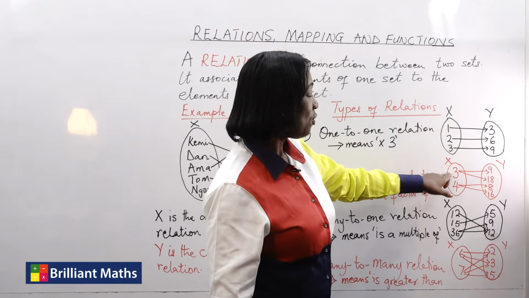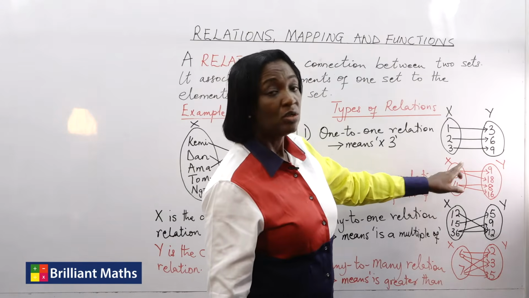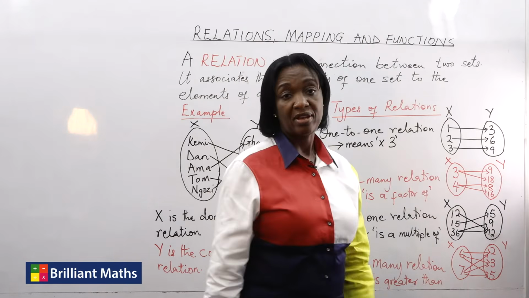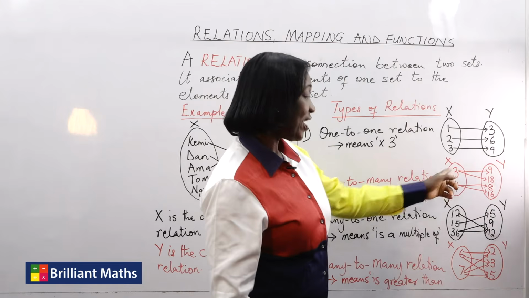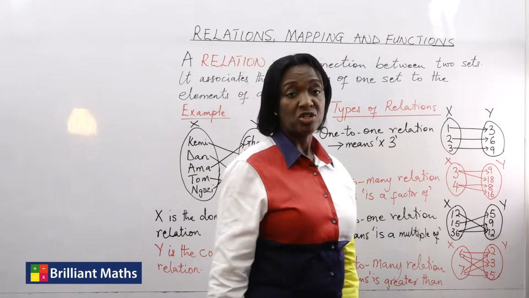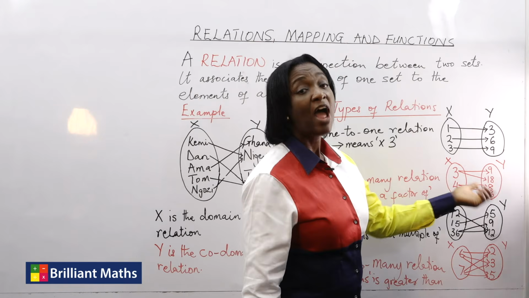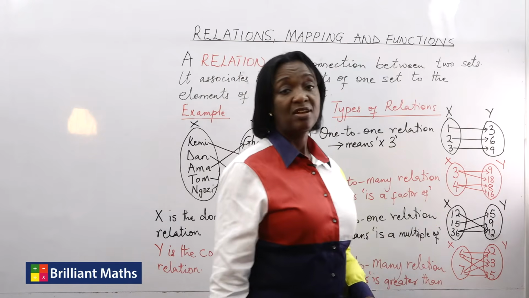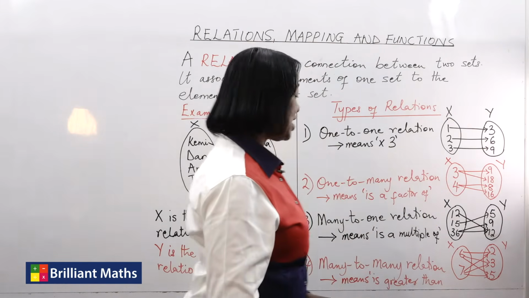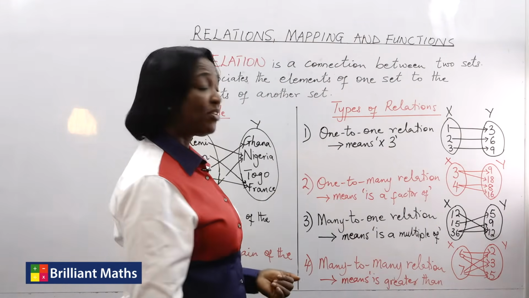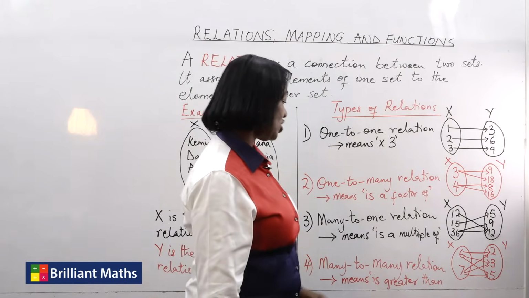One element in the domain to many in the codomain. One element has more than one image. So 3 has 2 images. 4 is a factor of 8, and 4 is a factor of 16. One-to-many. So the next type of relation is the many-to-one relation.